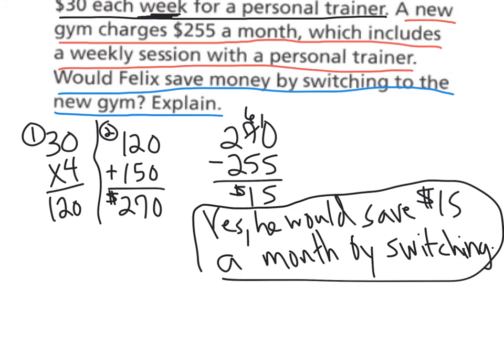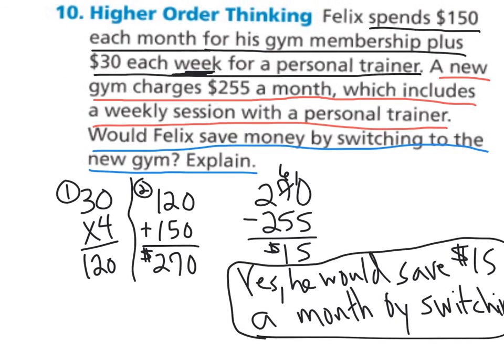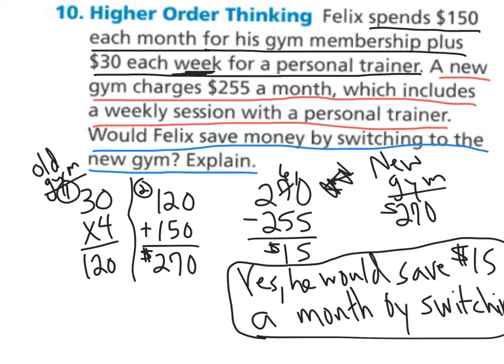Okay, and we've got all our work to back that up. It might be good to say like this was the old gym maybe, and this is the new gym they just told us was $270, or sorry, $255. And then there's kind of the steps of how we worked it out. I numbered those 1, 2, and 3.